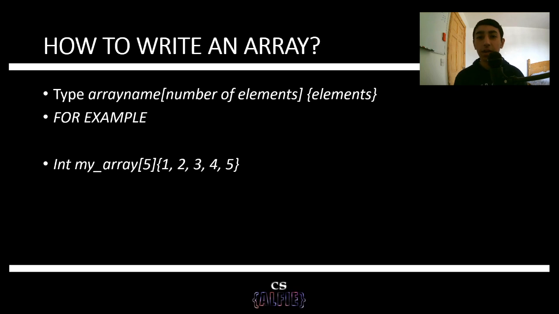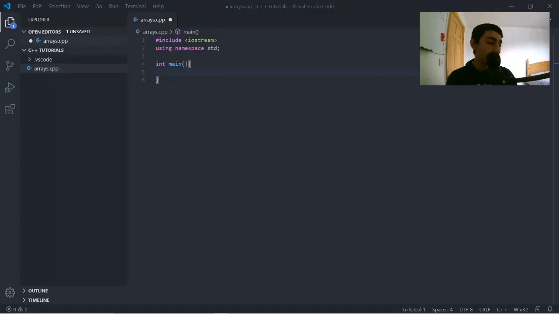Something I want to mention is that when you write arrays, although you can't have more than the specified amount, you can have less. So for example, if you declare an array to have 5 elements, you can have 1, 2, and 3, and the rest you can add in later. So now I want to go to Visual Studio Code and just give you some examples of how to declare arrays.